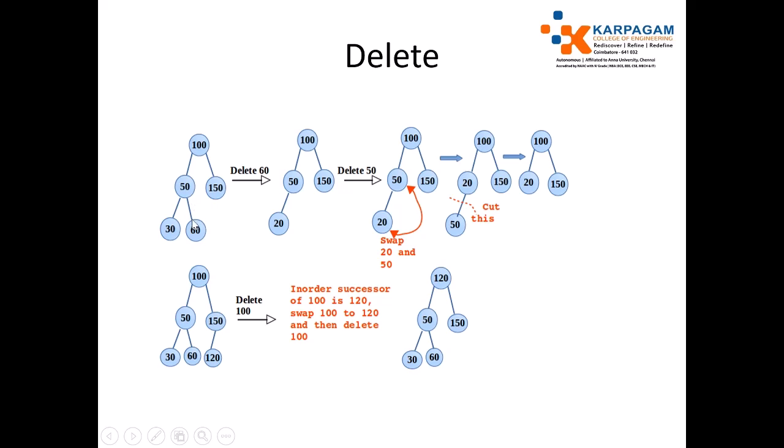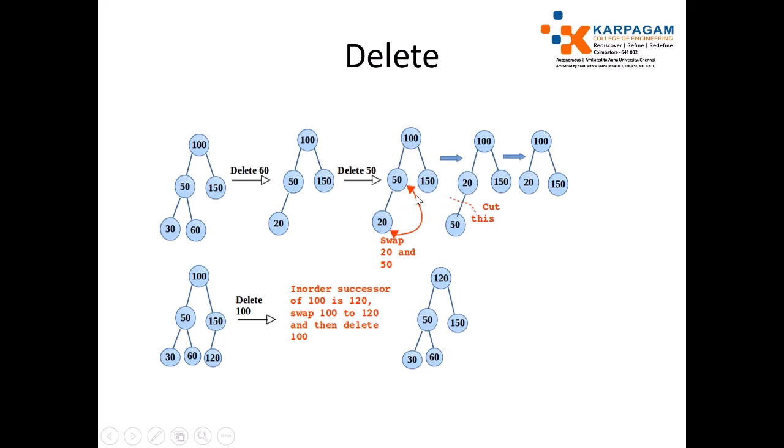So just remove it. If it is a leaf node, just remove it. That's all. Just make the right pointer of 52 null. If you wish to delete 50, here 50 has a left side. If 50 has a left side, just swap it, and delete 50 by using the delete leaf node condition. Just swap and cut this.